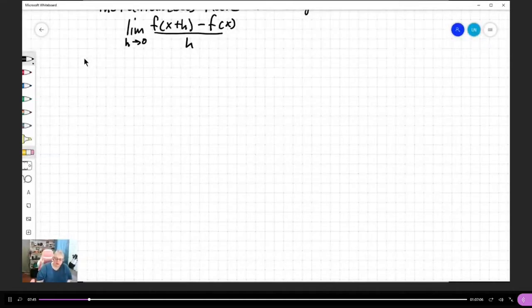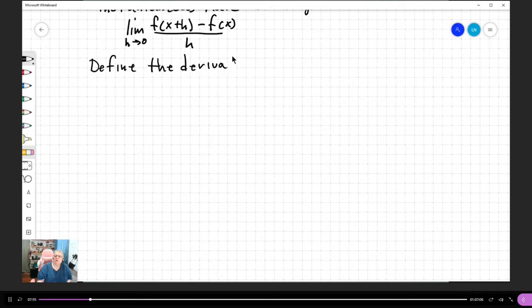So we define the derivative of f to be the instantaneous rate of change of f.